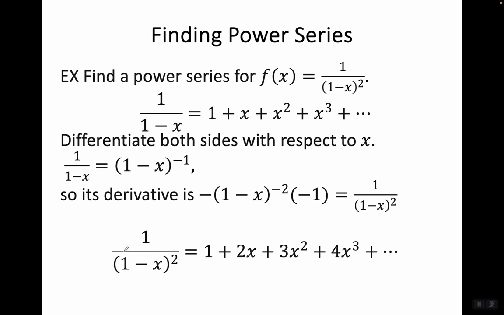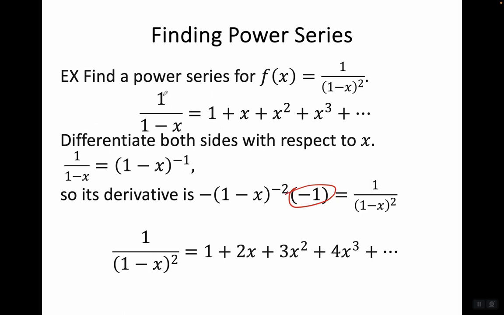1 over 1 minus x is 1 minus x to the negative 1. So the derivative is going to be negative 1 minus x to the negative 2 times the derivative of the stuff on the inside by chain rule. It's negative 1. The negative 1's cancel, and you're left with 1 minus x to the negative 2. In other words, 1 over 1 minus x squared.